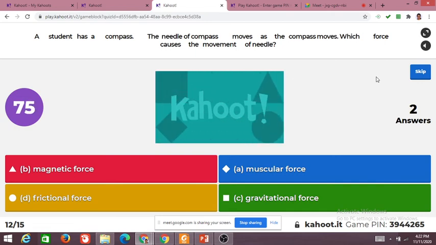So, a student has a compass. You know compass, right? It shows direction. So, the needle of the compass moves as the compass moves. So, if you change the compass, the needle moves. So, which is the force causing this movement of the needle? Options: magnetic force, muscular force, frictional force, and gravitational force.